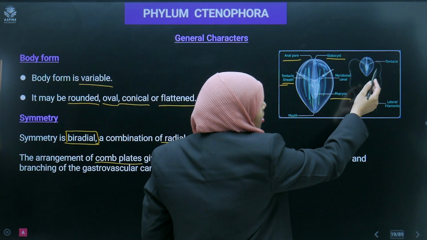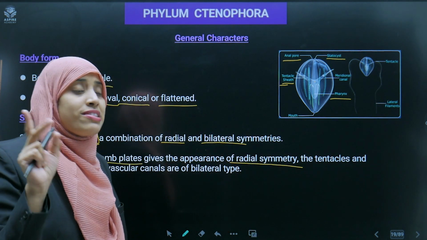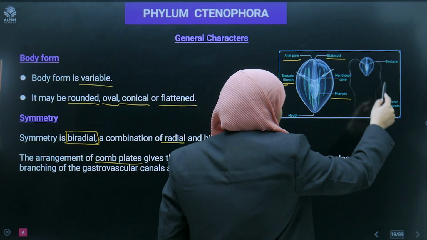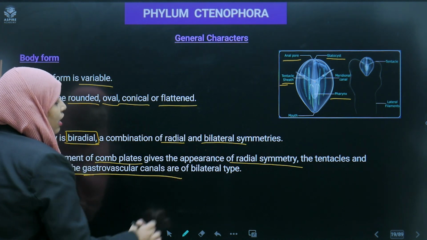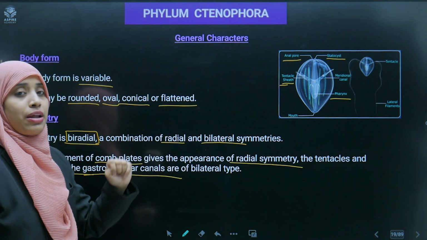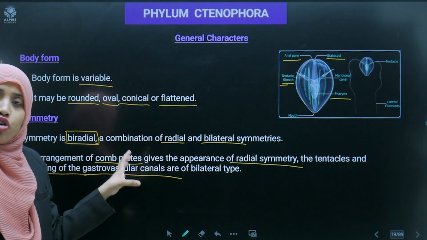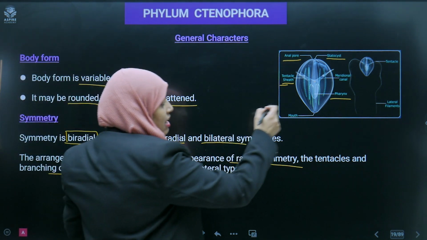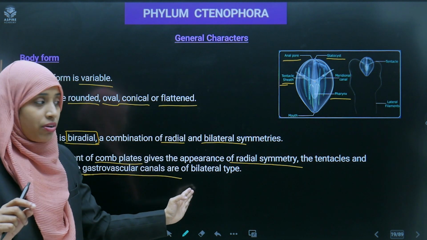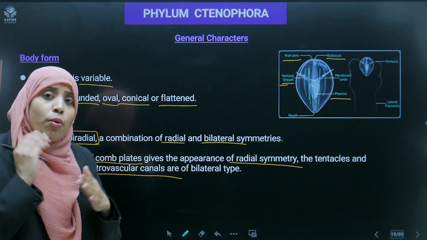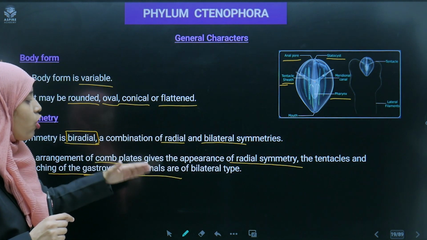You can see here the tentacles part जो hair like जैसा दिख रहा है, comb plates with cilia. So tentacles are also present, and the tentacles and the branching of the gastrovascular canals are of bilateral type. Tentacles कैसे है? Bilateral है. The gastrovascular canals, that means the digestive tract part, also show bilateral type of symmetry. But you can see the comb plates show radial symmetry. So both the combinations are present.